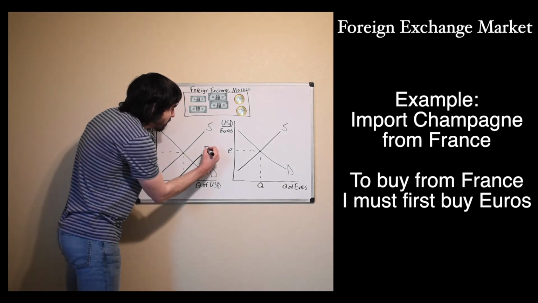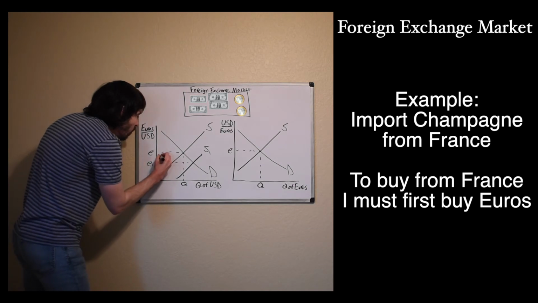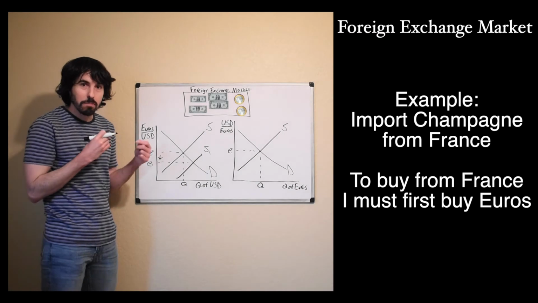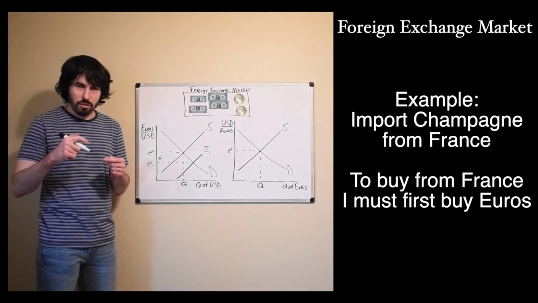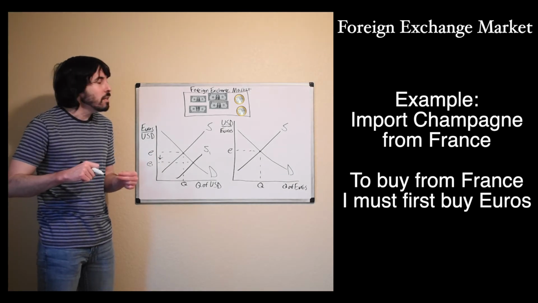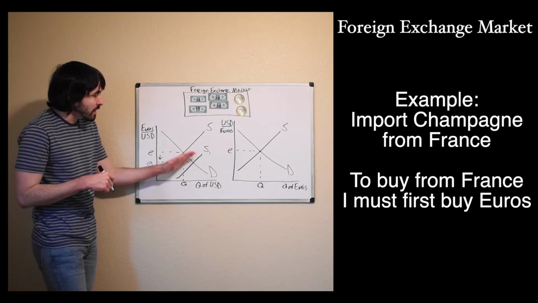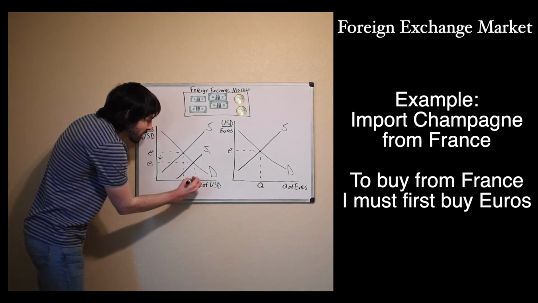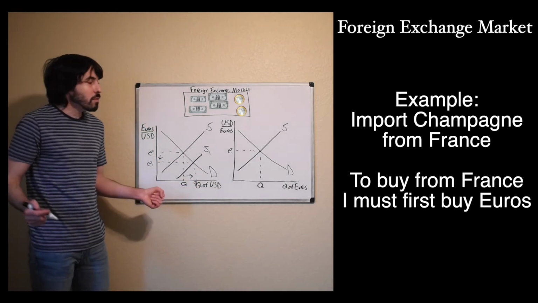There's now more of them. There's more available to be purchased because I sold my dollars for euros. Remember, this is buying and selling still. It's just that now instead of buying a product, the product is currency. So I sold my dollars. There's now more available to be purchased by someone else. The supply of US dollars in the foreign exchange market has increased. My dollar has become less valuable.